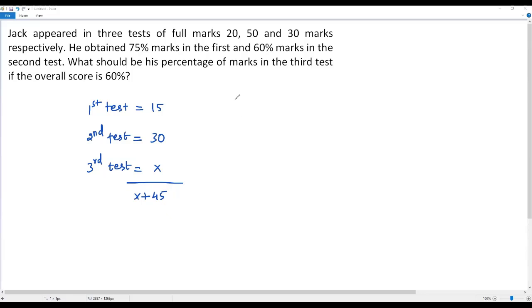Now let's find the total of the full marks in all the 3 tests. That is 20, 50 and 30. When I add them, I am getting 100. So this 100 is the total of the full marks in all the 3 tests.